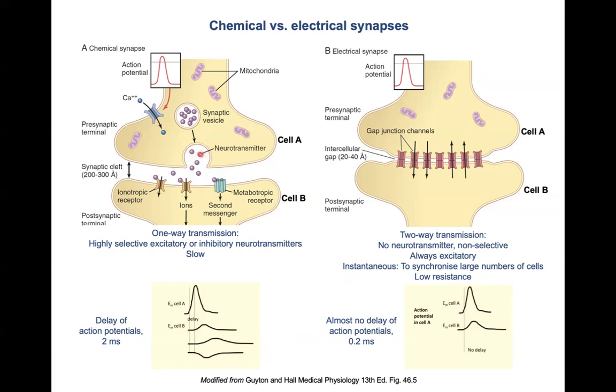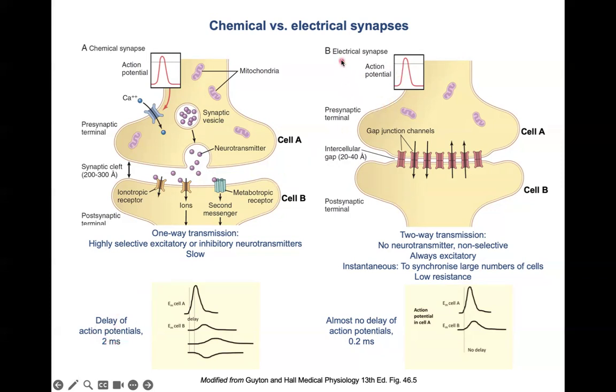The neurotransmitter in chemical synapses may be either excitatory or inhibitory, a highly selective neurotransmitter. This is a one-way transmission. The released neurotransmitter binds to either ionotropic or metabotropic receptors, so we may have on the postsynaptic membrane either ionotropic or metabotropic receptors, or both of them. This is somewhat slow, but only if we compare the speed to the speed of transmission in electrical synapses. On average, the delay is about 2 milliseconds.